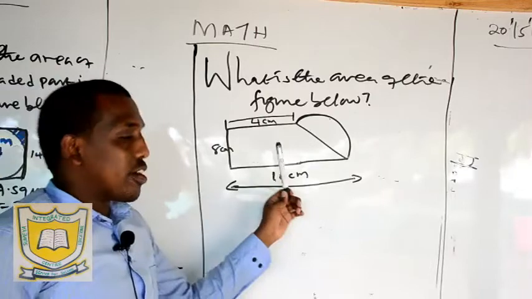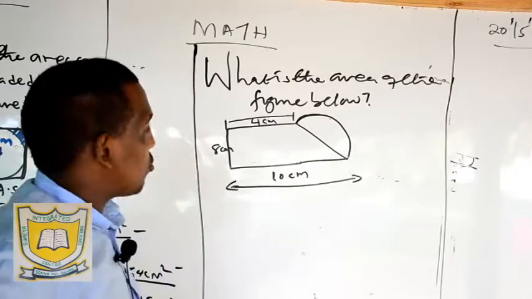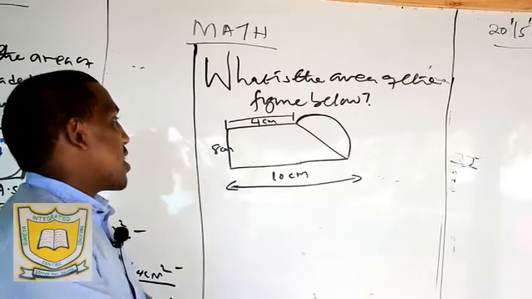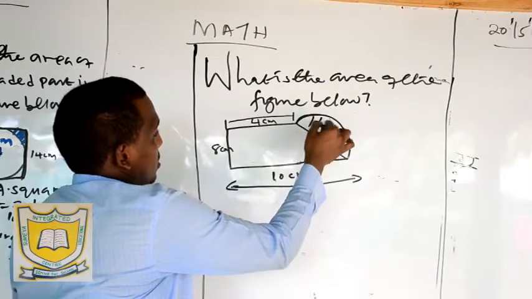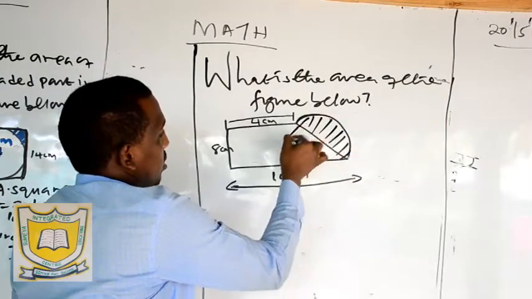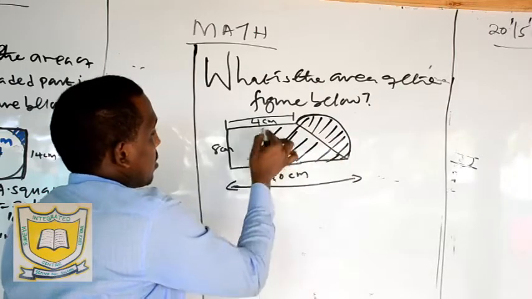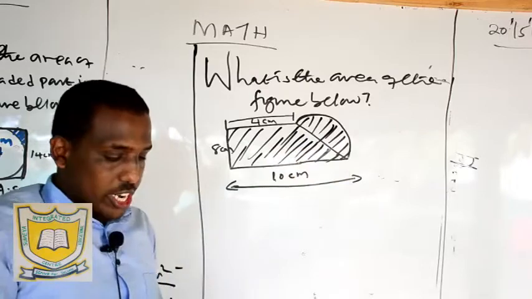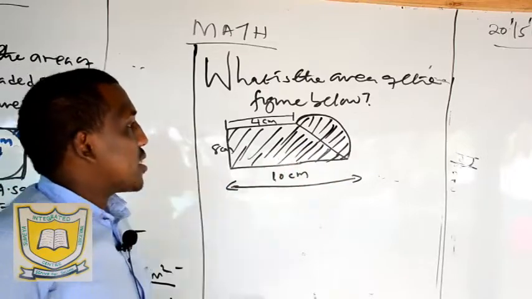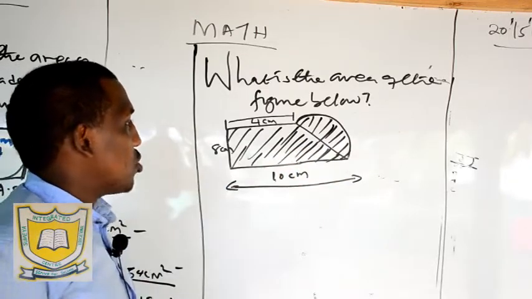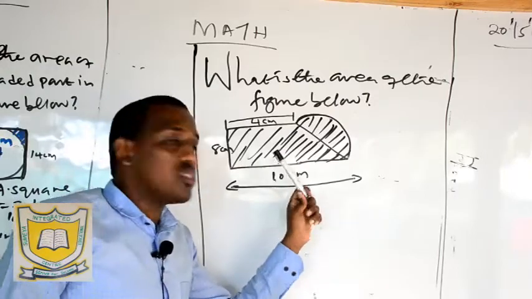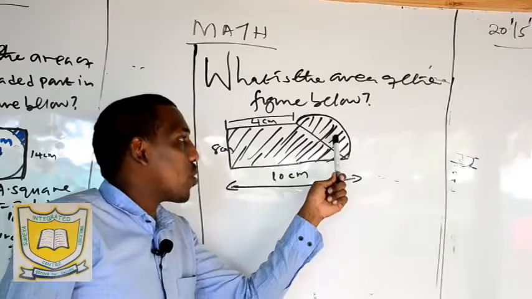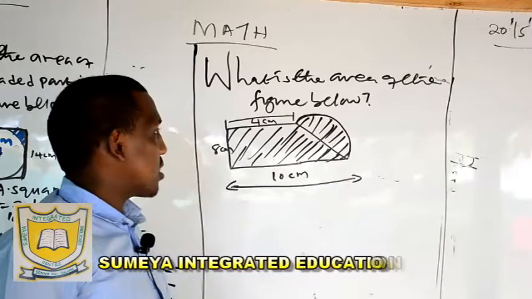Now, here we have 2 figures. We want to get the area of this shaded part. The area of this figure, whether they shade it or not, if we shade, it's the same. So everywhere is shaded. So we want to get the area now. How do we get the area of this figure? We get the area of the trapezium. We get the area of the semicircle, this outer one. Then we add. That's how we get the area.